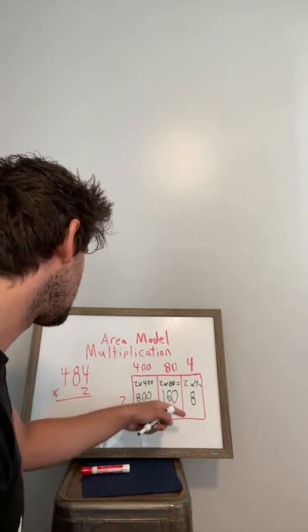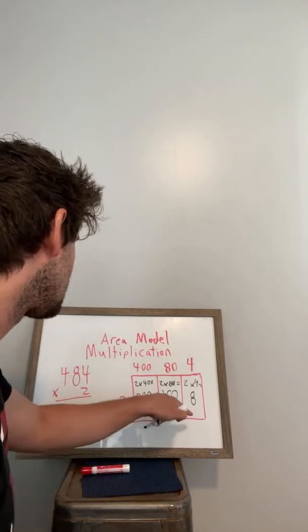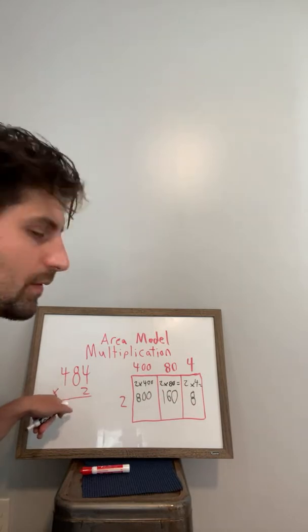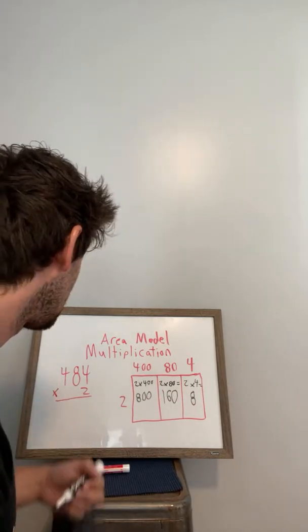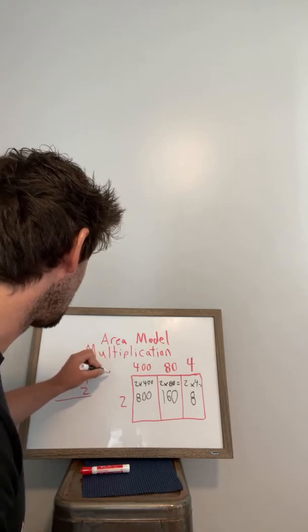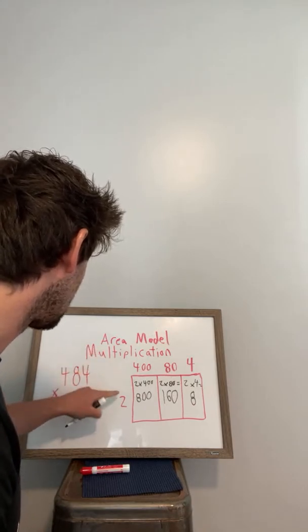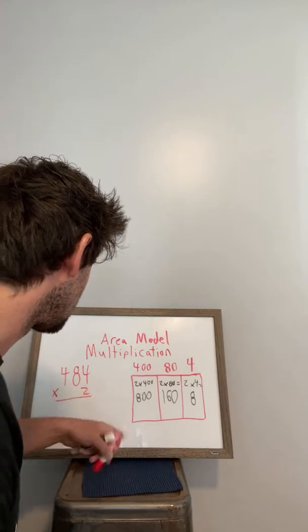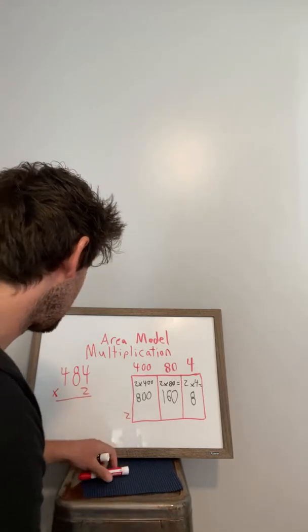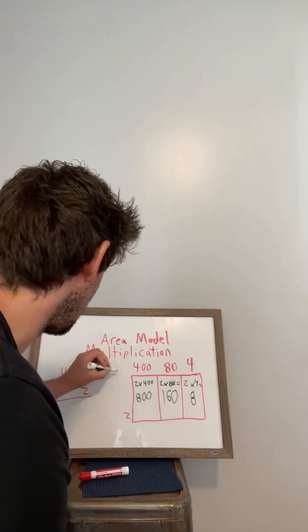We have 800. So now we have to add these three numbers up. Once we add these three numbers up, we'll have our answer for 484 times 2. All right. So I'm going to add these numbers up, and I'm going to line up, I'm going to put the 2 down here to give myself a little more room. I'm going to line up all the numbers now.